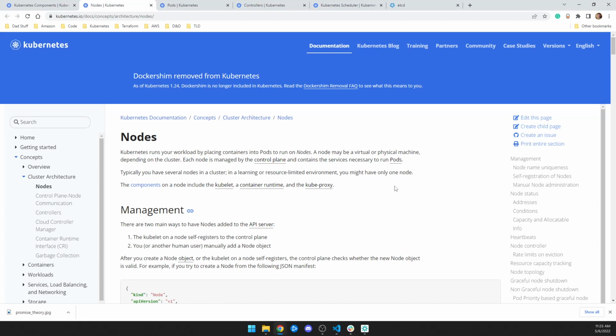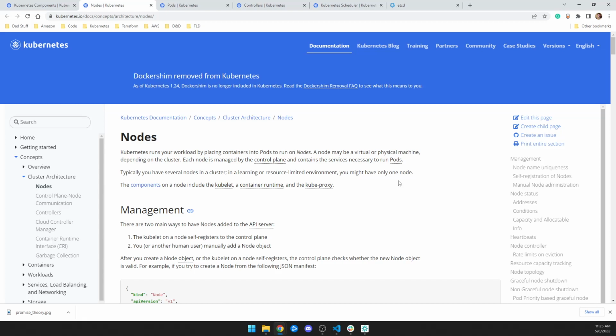Each node is managed by the control plane and contains the services necessary to run pods. So a node runs pods, okay, and it's managed by the control plane. Typically, you have several nodes in a cluster. In a learning or resource limited environment, you might only have one. So you'll hear like single node cluster or a multi-node cluster or a 5-node cluster or whatever.